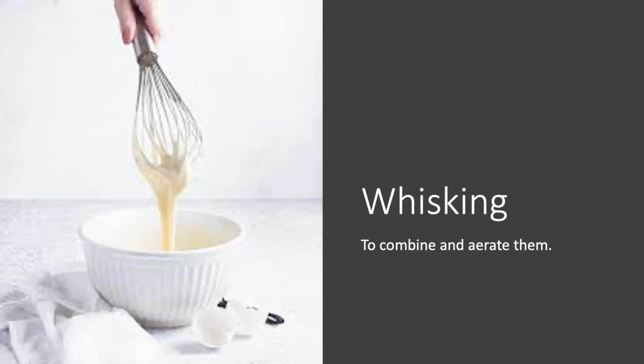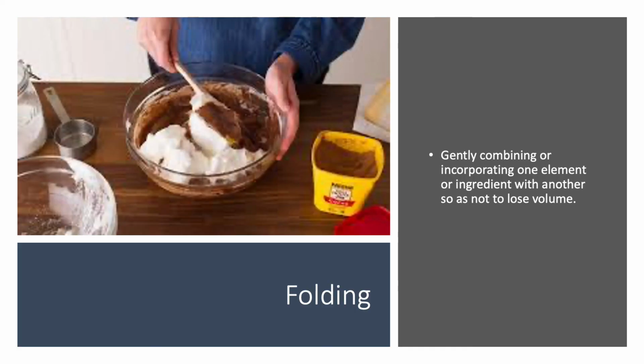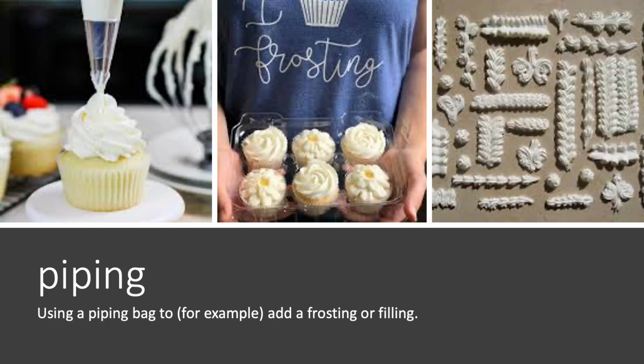Whisking, simply combining and aerating. Folding. Folding is a process where we gently incorporate ingredients together. If we use a whisk to incorporate ingredients, then there's a chance that we can knock the air out of our product. So if we're working with a manual aeration product, we have to fold our ingredients. If we're working with chemical aeration, then simply combining with a whisk is fine.